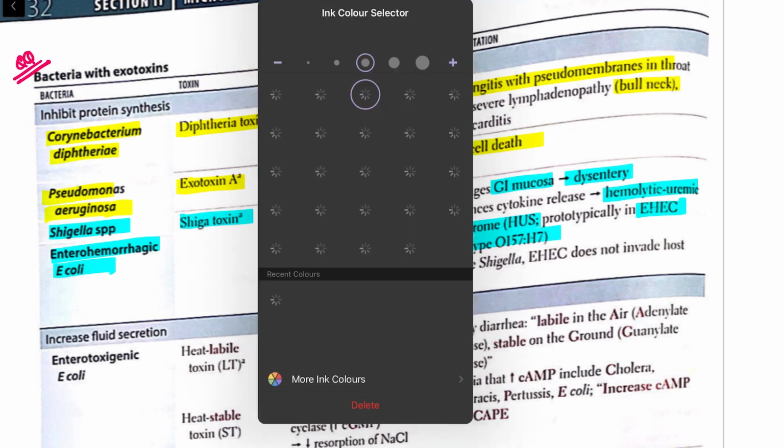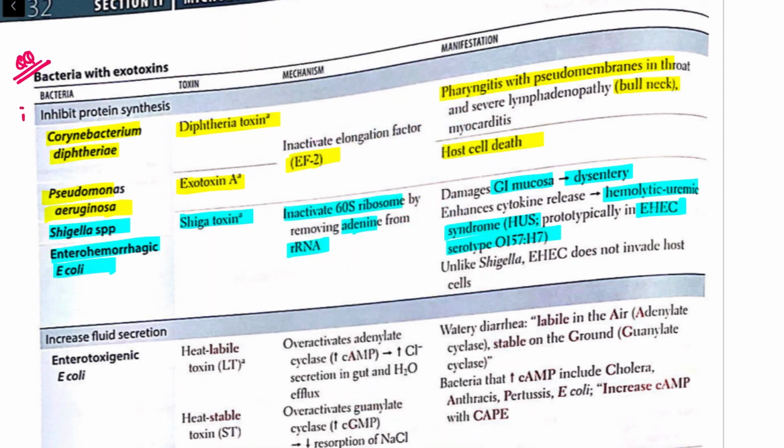So first is inhibition of protein synthesis, that is with Corynebacterium and Pseudomonas. Elongation factor 2 is the problem. Shigella and EHEC, they are both the same, causing HUS by inactivating the 60S ribosome. Second is increasing fluid secretion.